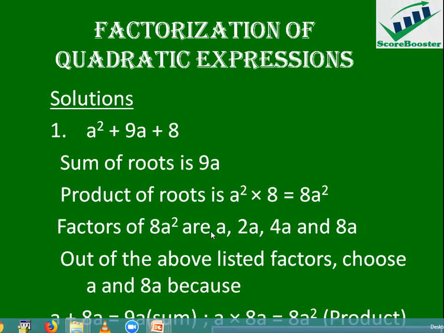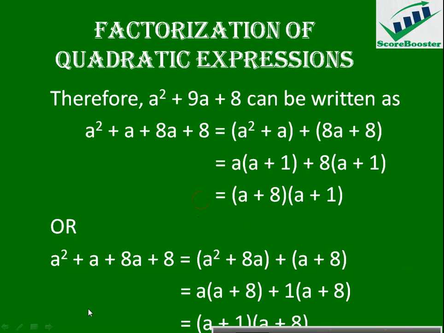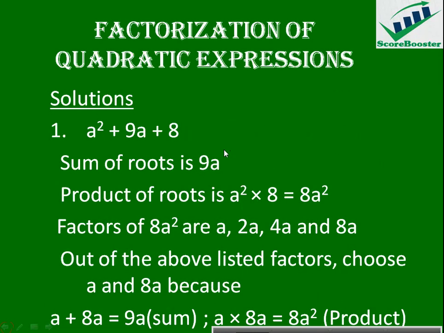So you don't look at these factors. You choose two factors such that when you add them together, you have 9a, and when you multiply them together, you have 8a squared. Out of the listed factors, we chose a and 8a, because if you add a to 8a, you have 9a, which is your sum, your middle term. And when you multiply a and 8a, you have 8a squared, which is your product. So you have gotten those two factors.